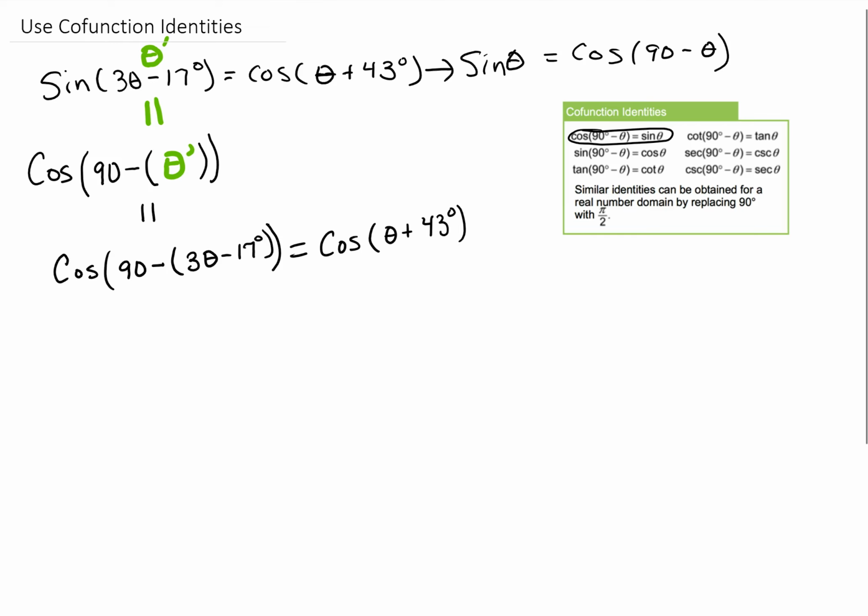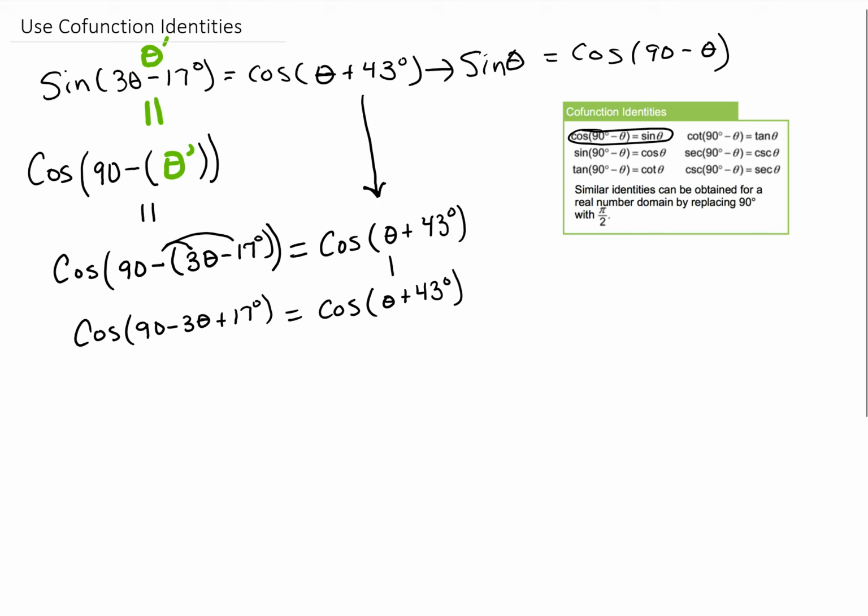Okay. So the hardest part has already been done. Now we just do a little bit of simple distribution here. This is the cosine of 90, take away 3 theta, and then a negative and a negative is positive, so plus 17. And that's still going to be equal to the cosine of theta plus 43. That hasn't changed, so this comes straight down. Now we're going to combine some like terms on the inside here. The only thing that we can combine is this 90 and this 17, because they're digits and they don't have the variable theta tagged to them.